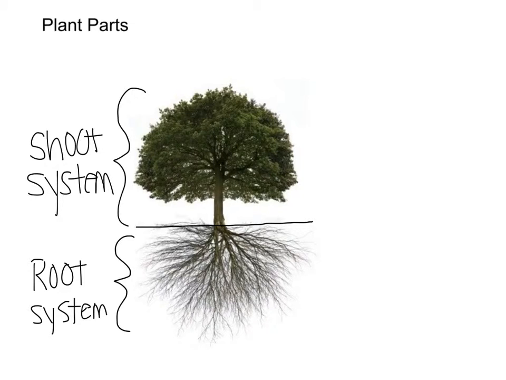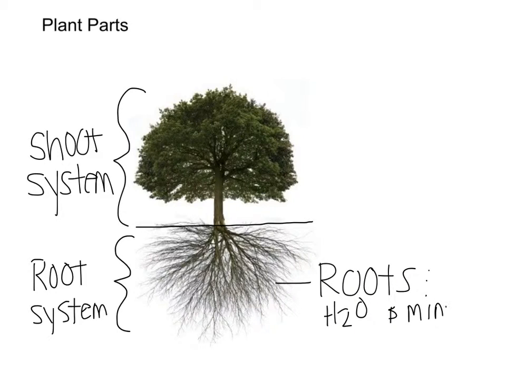So let's first talk about the roots. Now, how do the roots help the plant perform photosynthesis? Well, a big part of photosynthesis is that the plant needs water. And the roots are the location where water is absorbed. So water and other minerals are absorbed through the roots. This way the plant can then use it for photosynthesis.